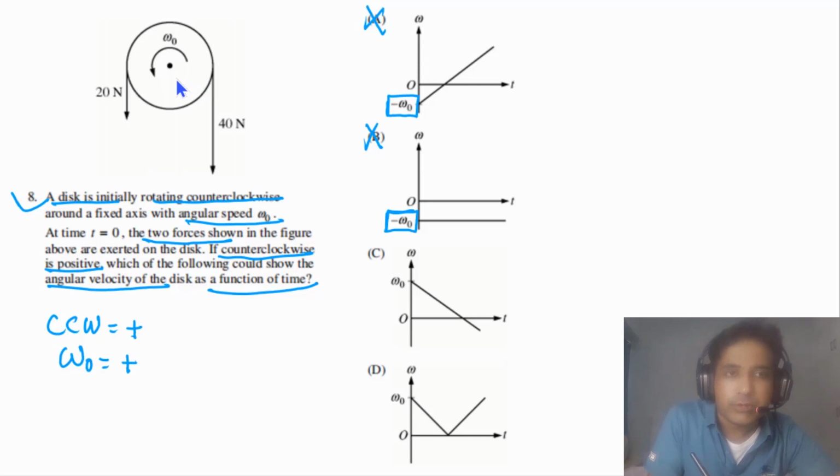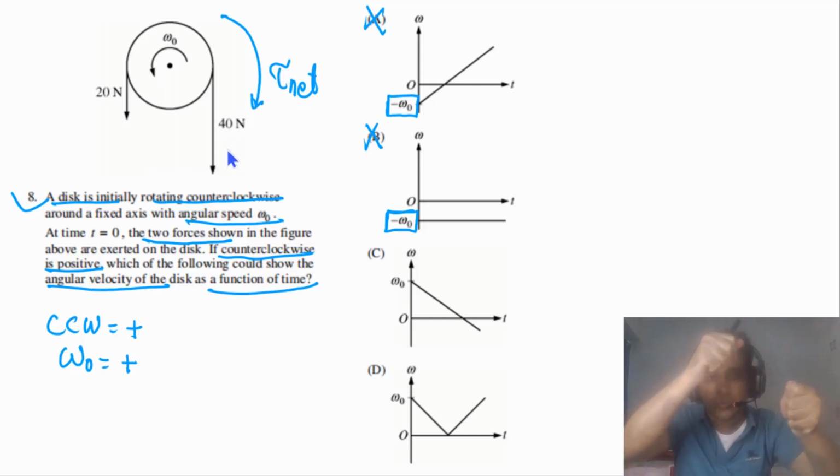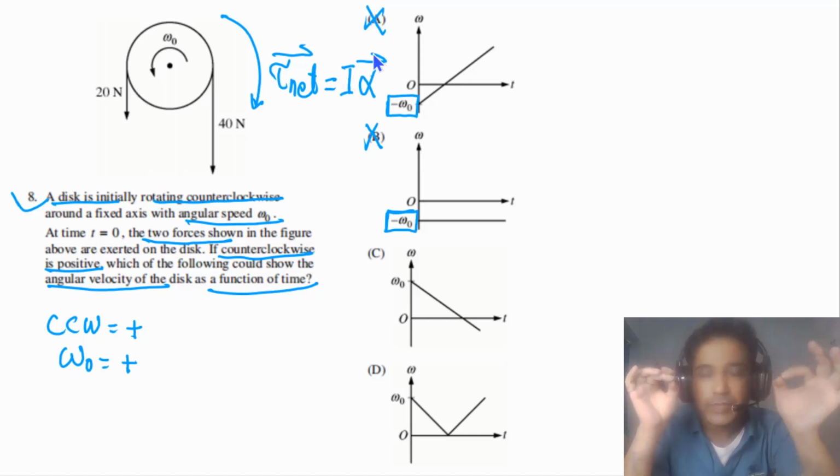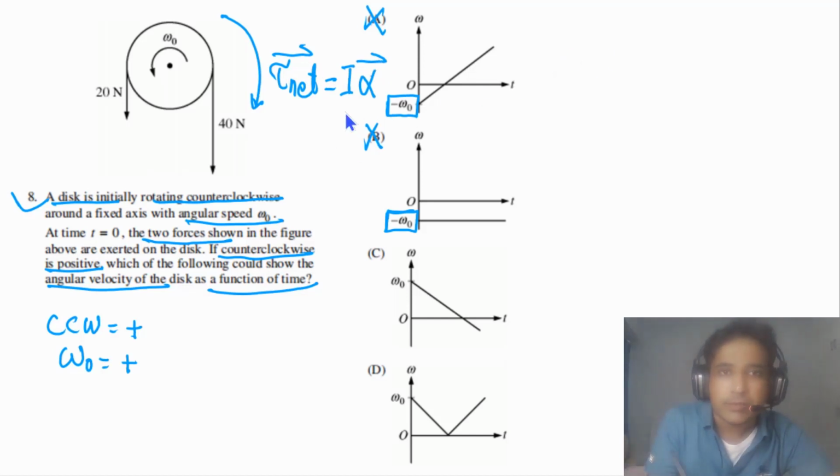Now if you look at this given system, the net torque is clockwise, so the net torque tau net is clockwise because this force is bigger, so the net torque on this disk is clockwise. As the net torque is clockwise, and we understand torque is equal to I times alpha, tau net and alpha must have the same direction. So it means that in this case alpha is clockwise, and clockwise is negative.